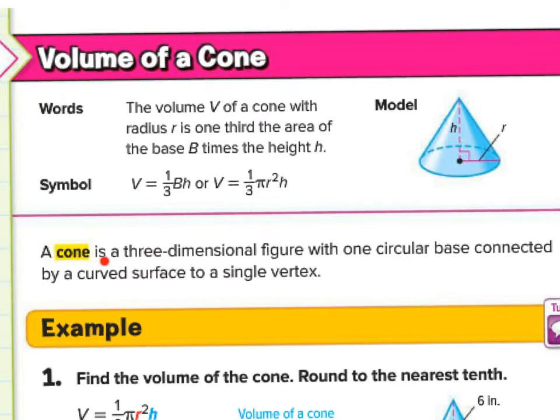Okay, a cone is a three-dimensional figure with one circular base connected by a curved surface to a single vertex. That right there is the dictionary definition of a cone. Don't be surprised if that comes up on a quiz or a test.